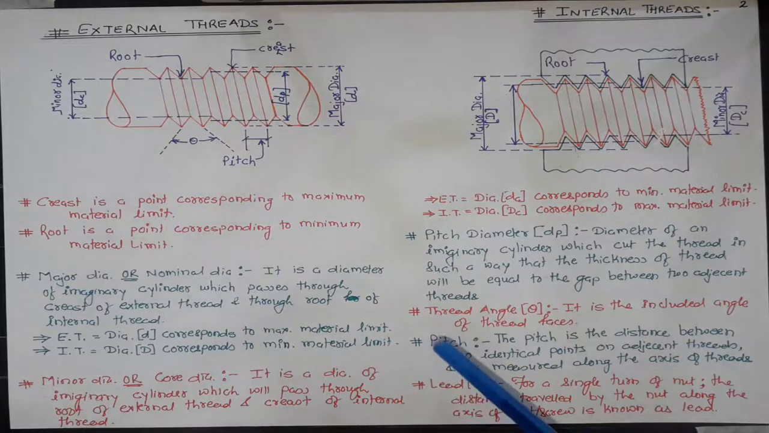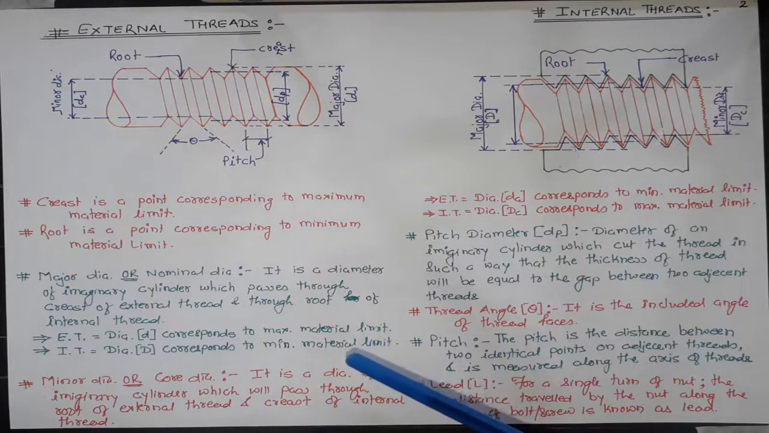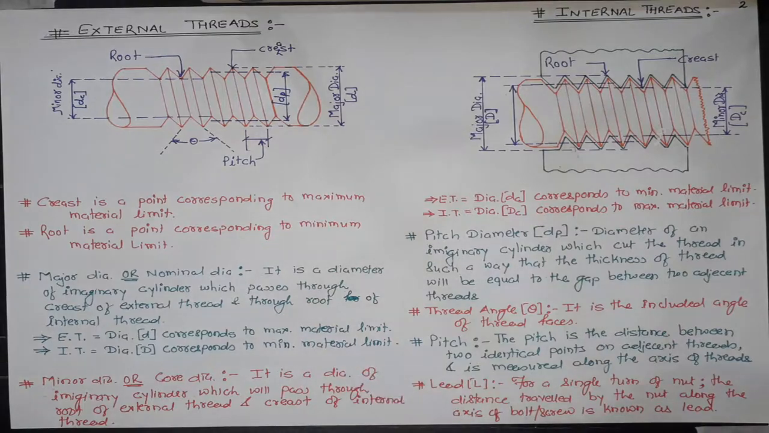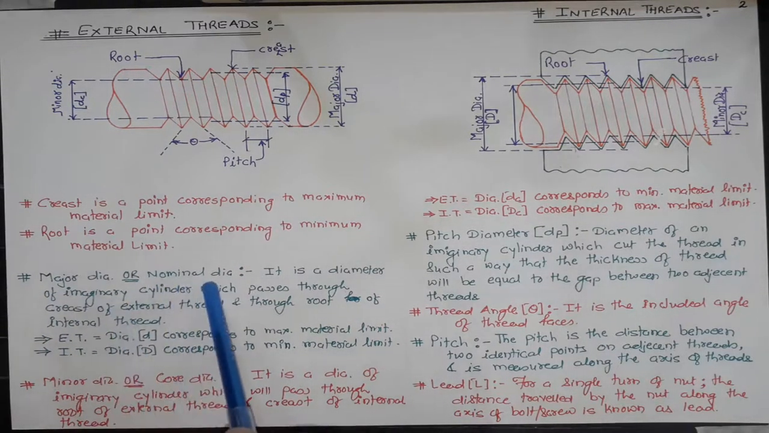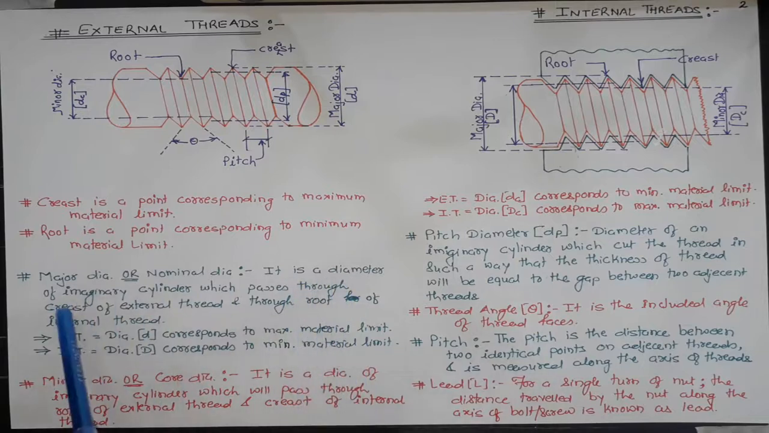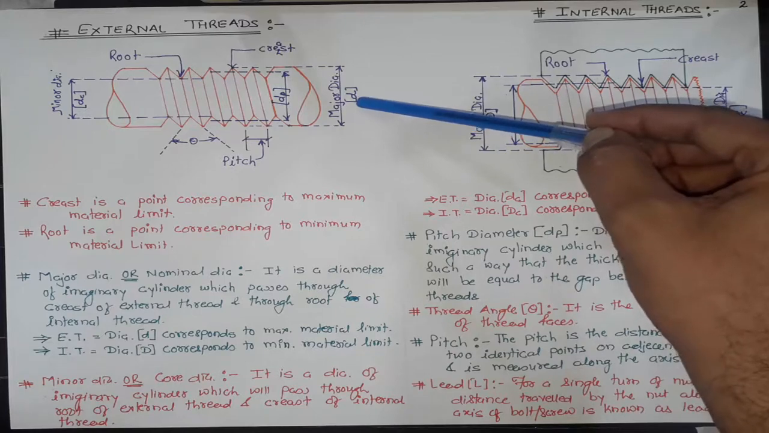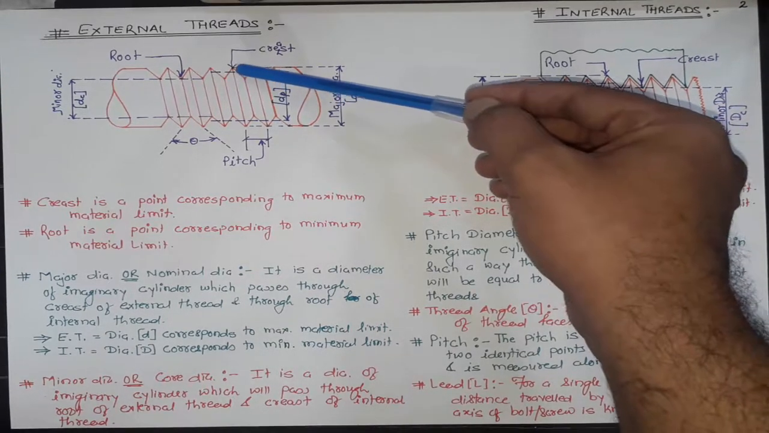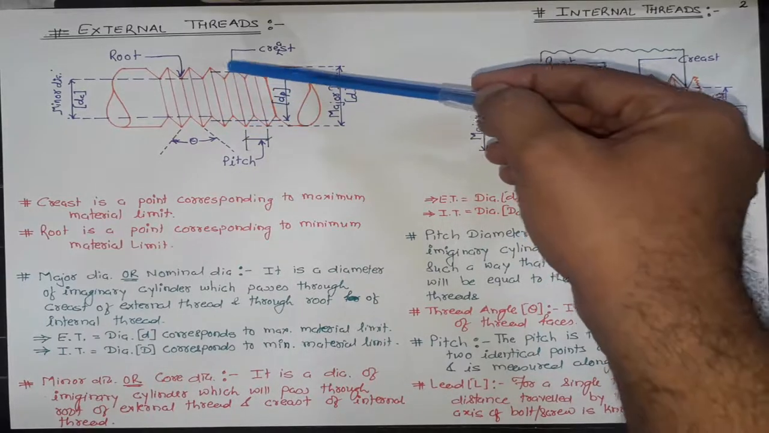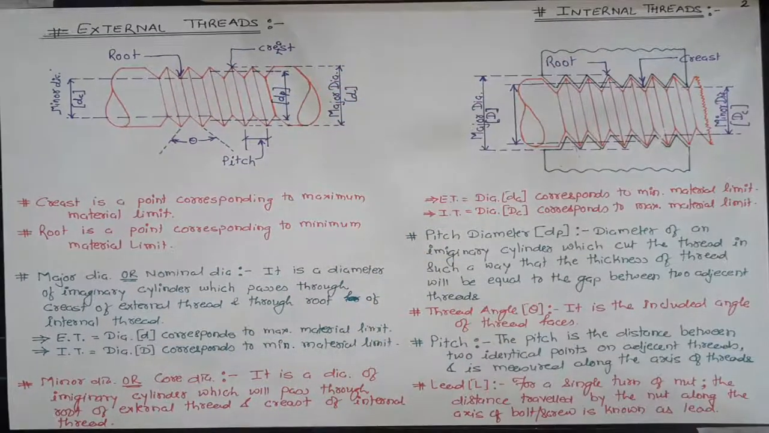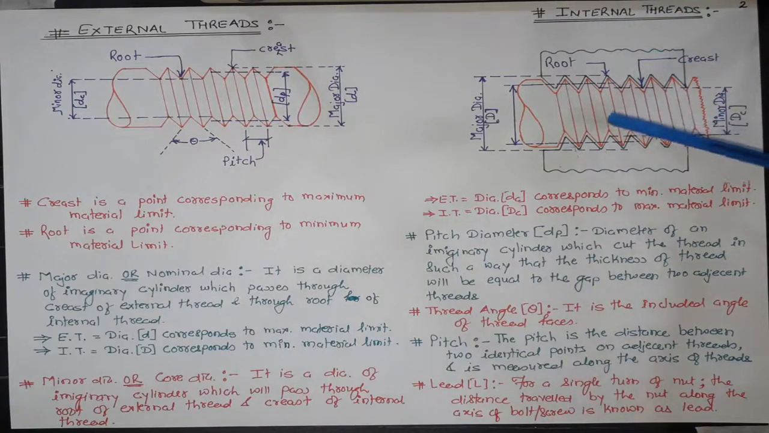Let's be familiar with various parameters and dimensioning of the thread. Major diameter or nominal diameter. It is the diameter of an imaginary cylinder which passes through the crest of an external thread. This is known as the major diameter, denoted by small d. It is an imaginary cylinder which passes through the crest point of the thread. While for an internal thread, this imaginary cylinder will pass through the root point of the internal thread.